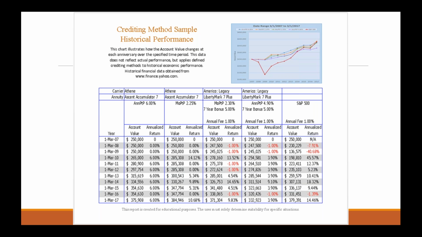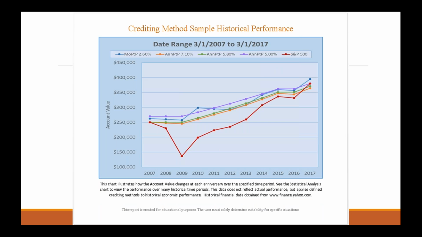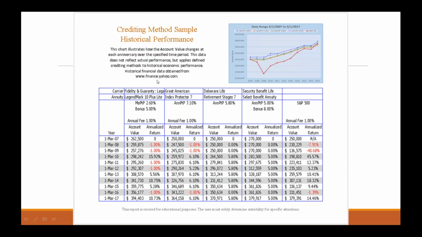And then we move on to the second 4, and we look at those again. We have Fidelity and Guarantee, Great American, Delaware Life, Security Benefit Plus, and there's monthly point-to-point with a bonus and a fee, annual point-to-point with a fee, annual point-to-point with a bonus, different crediting methods, different carriers. But look at how much further ahead we are now, because the best crediting method of the first 4 was 380-something thousand. This one's 394. So by far, the clearer winner is the Fidelity and Guarantee, the monthly point-to-point. And it made the sale.